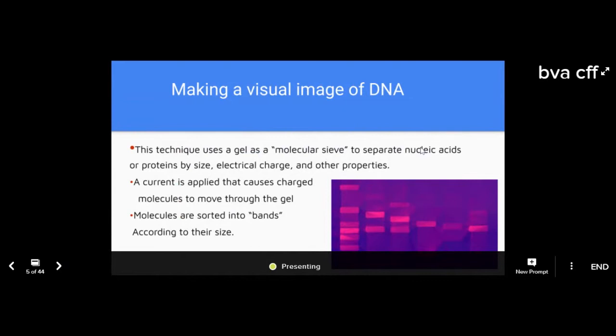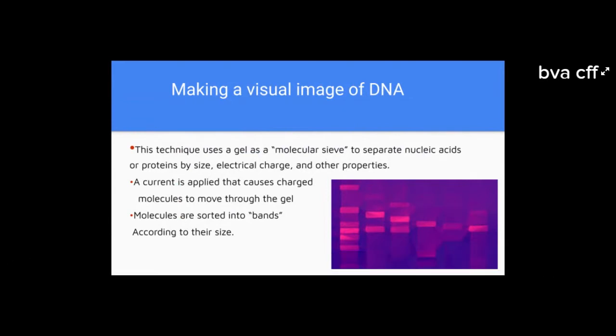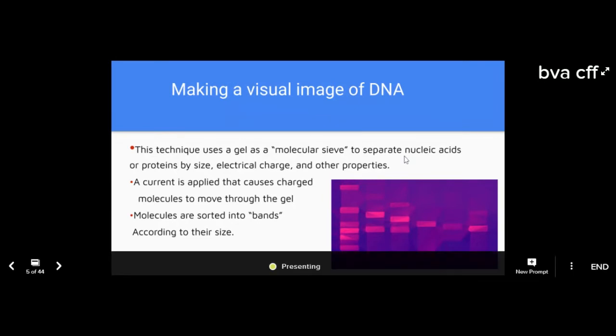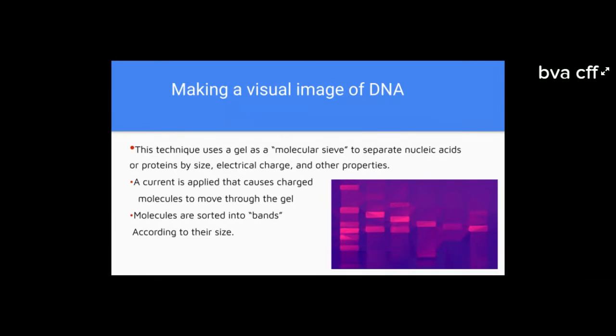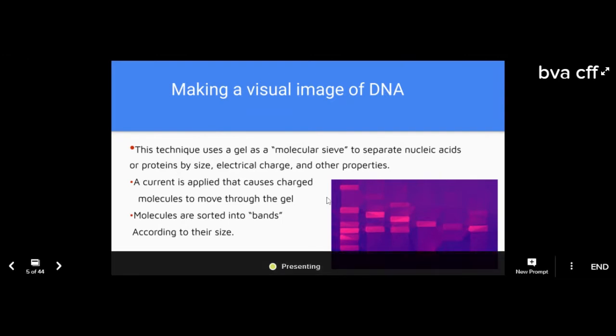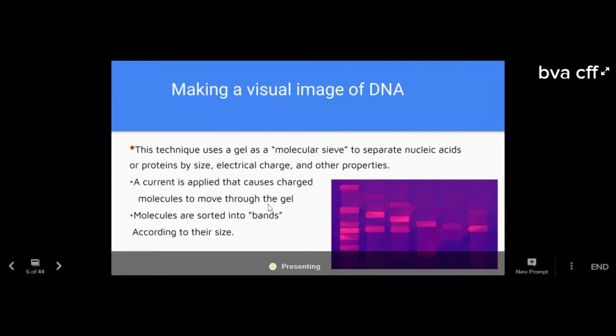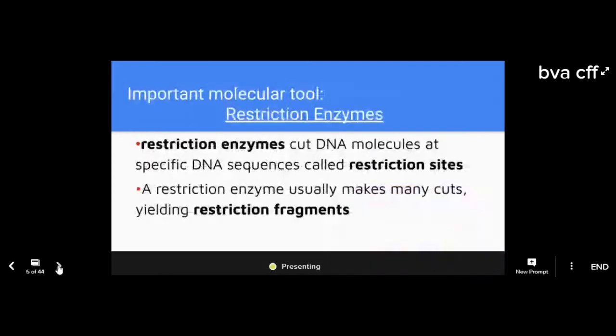So, making the visual image. This technique uses a gel, and since you guys are here, maybe I'll carry one around for you so you can feel it. It's kind of a cool thing. It acts as a molecular sieve to separate nucleic acids or proteins by size. Generally, it's by size. The longer fragments don't travel as far as the shorter fragments. And you use an electrical current so that the molecules move through the gel and they get sorted into bands.